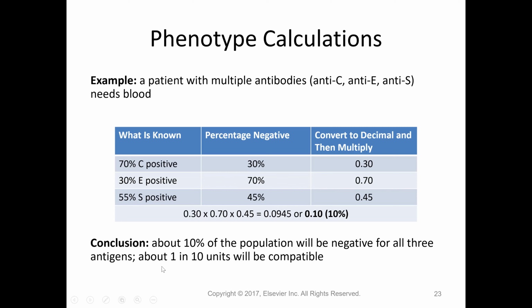Okay, antigens for their antibodies. About 10% of the population will be negative for all 3 antigens. About 1 in 10 units will be compatible. So that 10% is the same as 1 in 10.